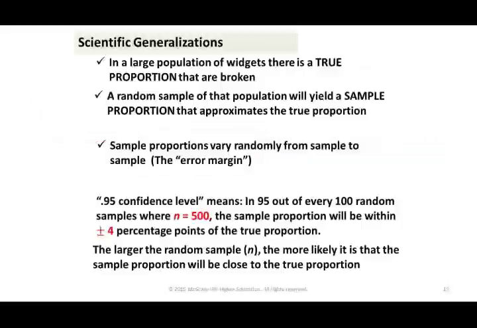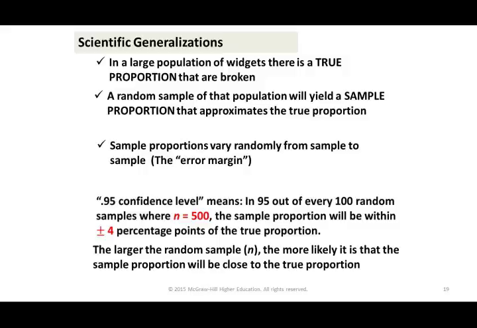Okay? Now, some points about scientific generalizations. Number one, in a large population of widgets, just a thing we make, there is a true proportion that are broken. So let's say we're in a business and we're making widgets and we need to do some quality control. We want to know if our widgets work well, or if there are any defects in our widgets. We want a large sample, okay? So I know when I manufacture them, there's a certain percentage that are going to have a defect or that are going to be broken, right? That we call the true proportion.